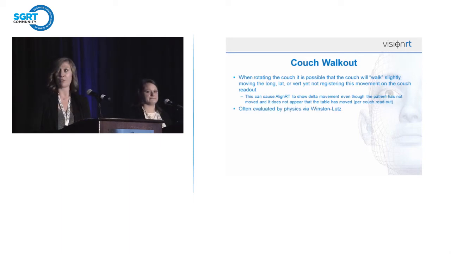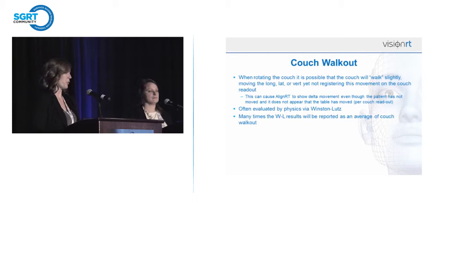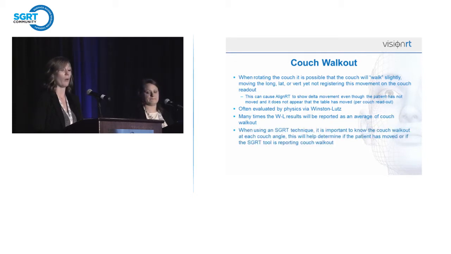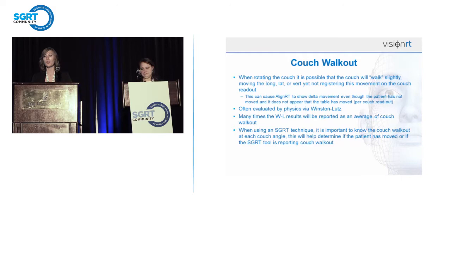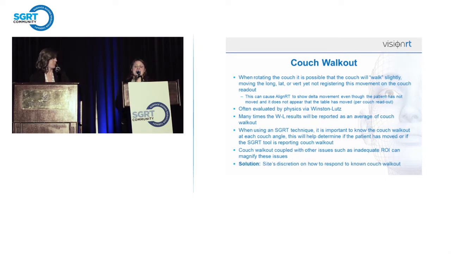It's often evaluated by physics via a Winston-Lutz test. This Winston-Lutz result often reports this as an average of couch walkout. But when you're using SGRT, it is important to know the couch walkout at each couch angle to help determine if the patient has moved or if the SGRT tool is reporting couch walkout. So couch walkout coupled with other issues, such as an inadequate ROI, especially on our SRS cases, can magnify these issues. The solution, unfortunately, is at your site's discretion as to how to handle this, but the best advice we can give you is to know the exact couch walkout at each angle.